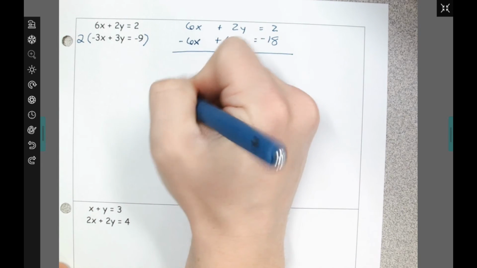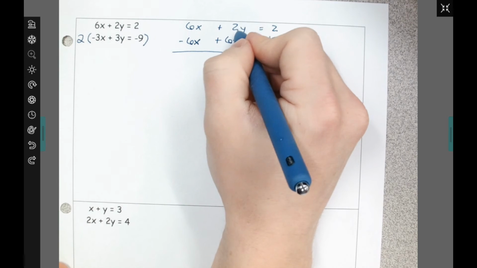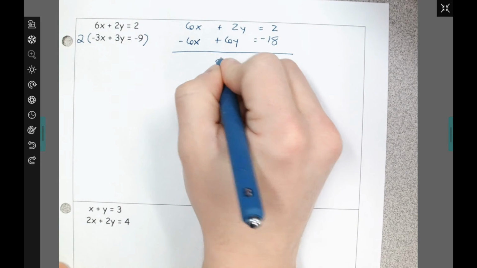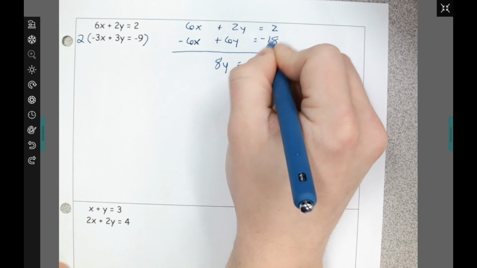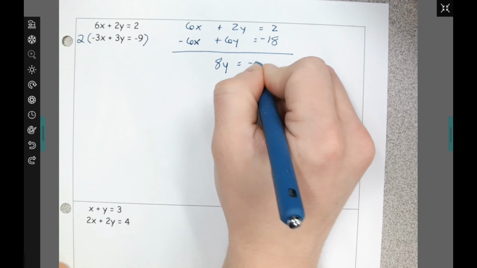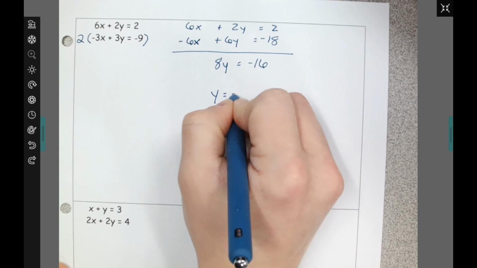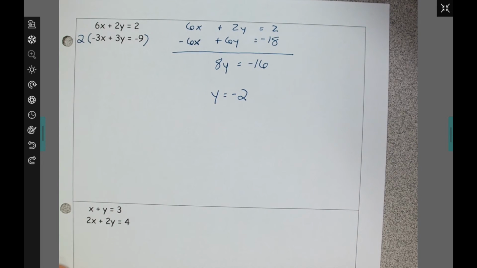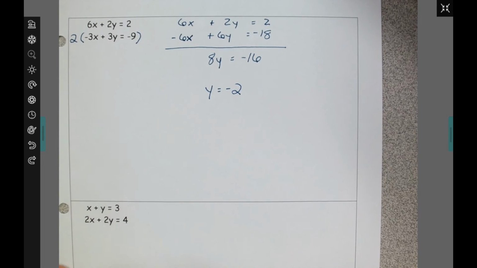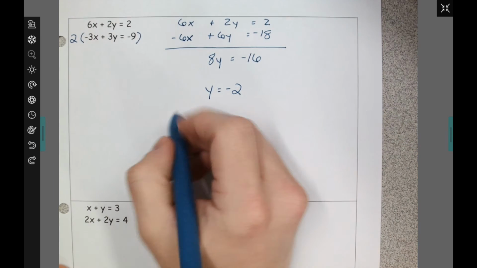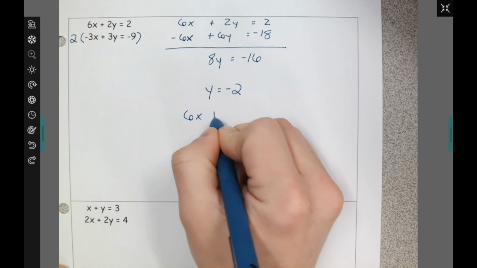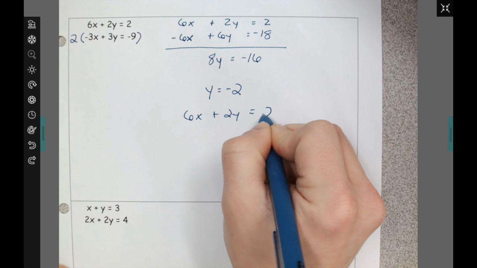We go ahead and add, so my x's are gone. My y's, 2y and 6y, give me 8y. And then 2 plus -18 gives me -16. Divide each side by 8, y is going to be -2. And then we do the same thing we did before. You go back to one of the originals. I'm going to go to my top one just because it may not be the easiest, but I'm going to do it.